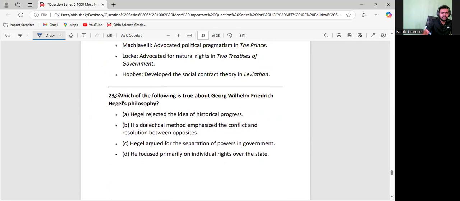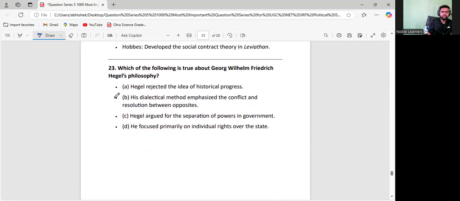Which of the following is true about Hegel's philosophy? He rejected the idea of the historical process. His dialectical method emphasized the conflict and resolution between opposites. Hegel argued for the separation of power in government. He primarily focused on individual rights over the state. See, actually, Hegel never focused on individual rights. For him, the state was most important.